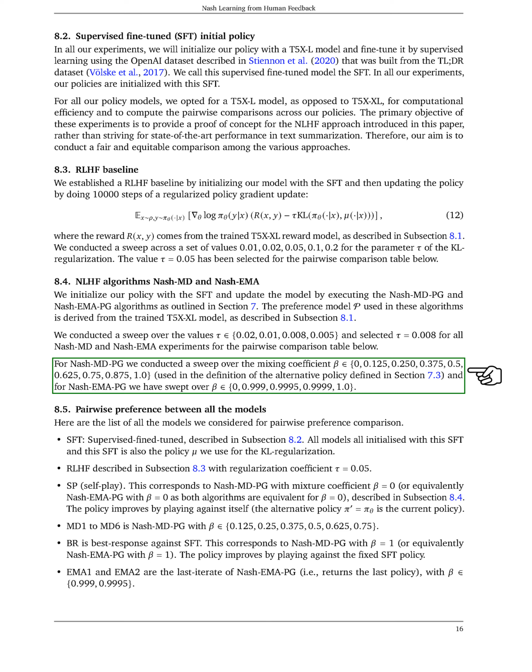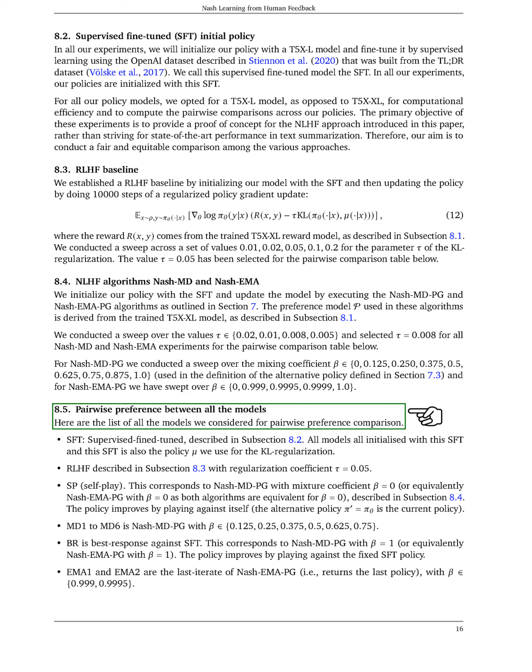We then compared all these models to each other. The SFT model was used as the starting point for all models and was also used for the KL regularization. The RLHF model was tested with a regularization coefficient of tau equals 0.05. We also tested a model called SP, self-play, which improves by playing against itself.